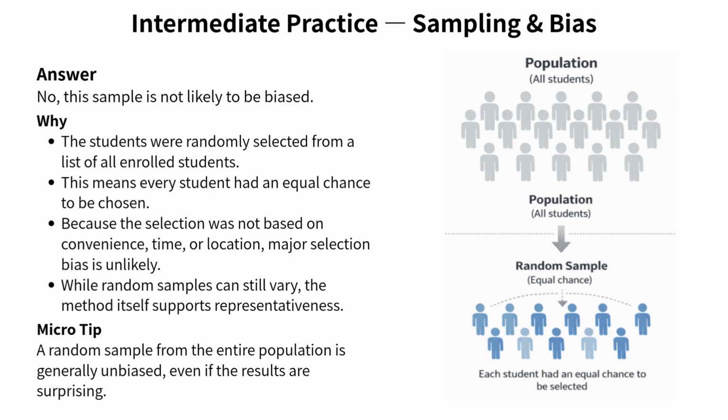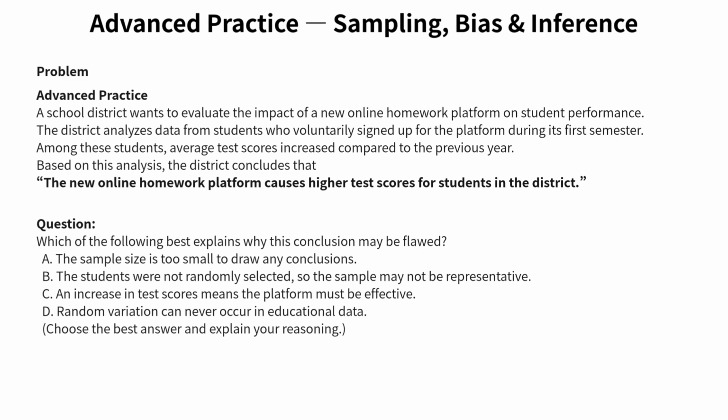On the SAT, always separate the sampling method from the outcome. If the sample is random and drawn from the full population, the method is sound, even if the result seems unexpected. Now let's move on to an advanced practice problem. This question combines sampling, bias, and inference, so you'll need to think carefully. You have 2 minutes to think about this problem.